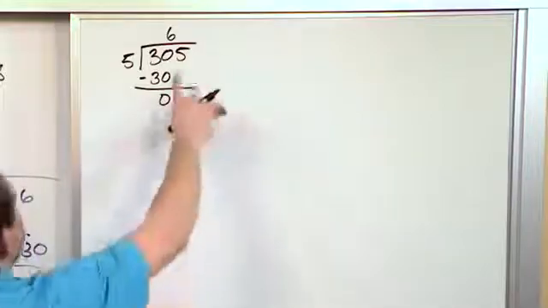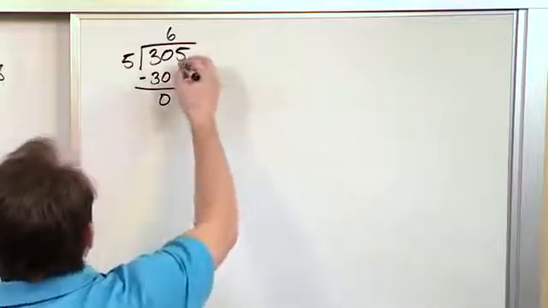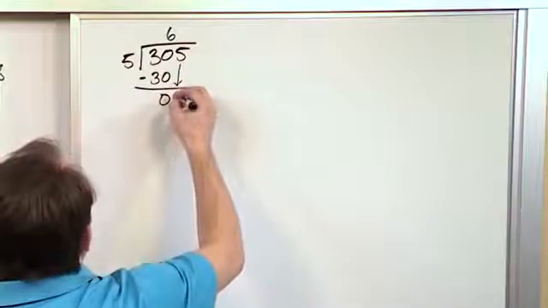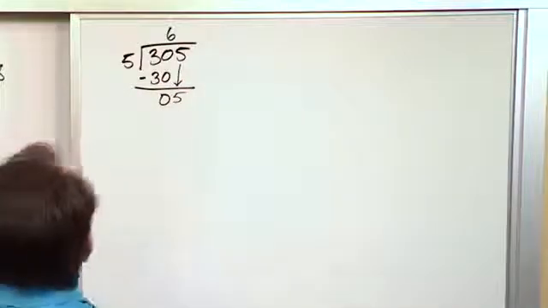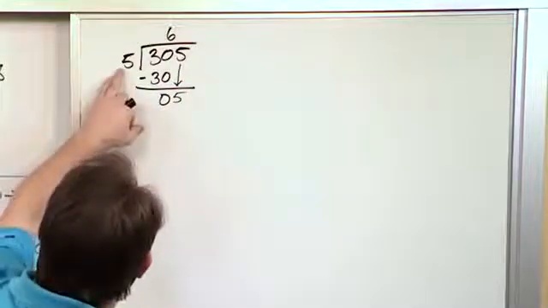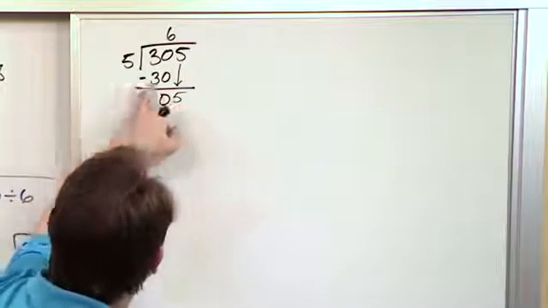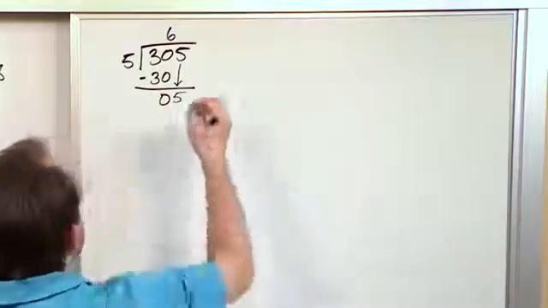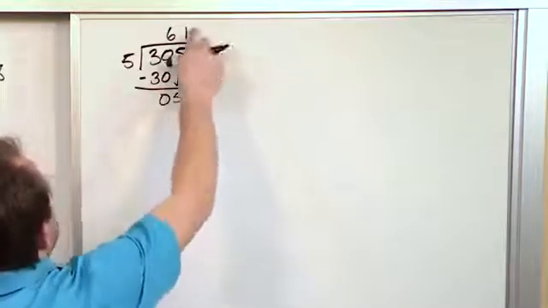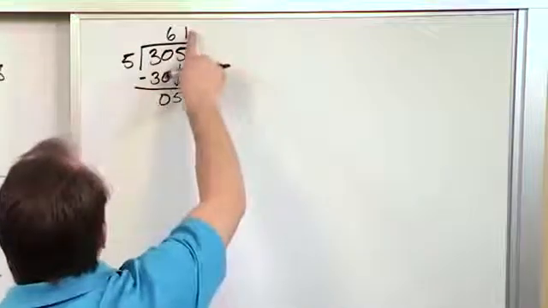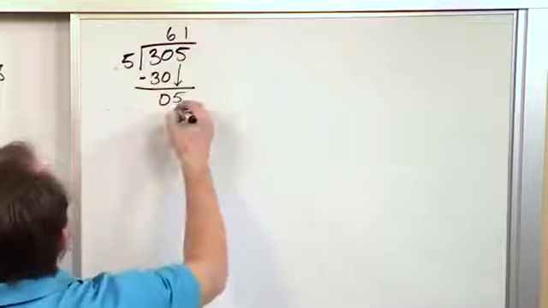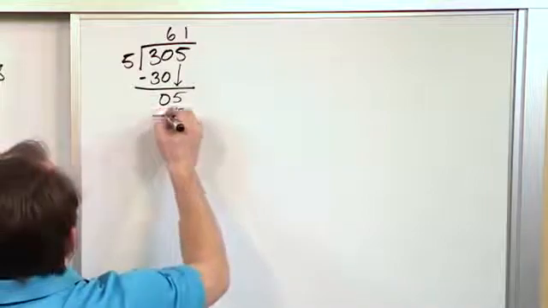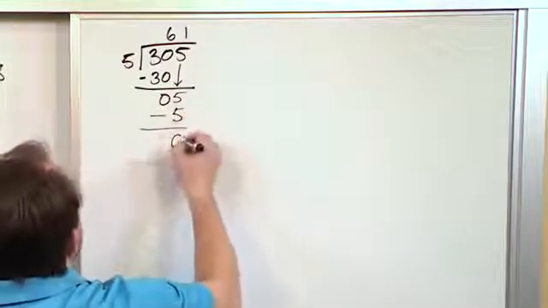Now I can't stop because I have this digit here I haven't touched, so I drag the next digit down and I put him down here. How many times can 5 go into 5? How many times can 5 divide into 5? You should know that that goes 1 time. So I write it up here and the next digit over. Then 1 times 5 is 5. I write it down here and I subtract. 5 minus 5 is 0.